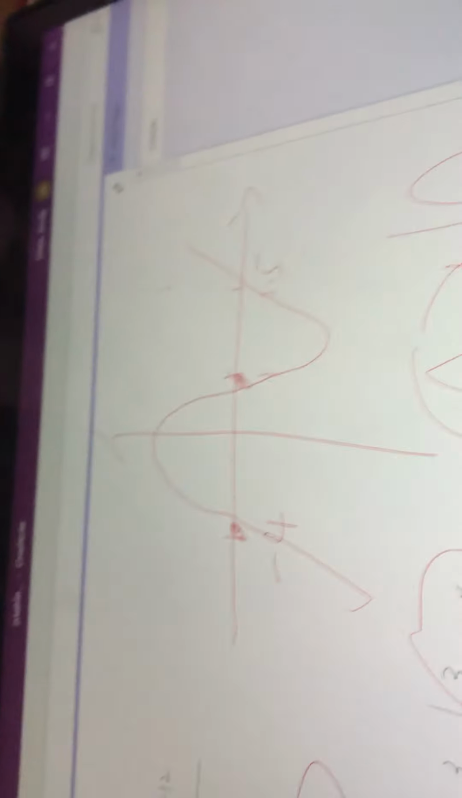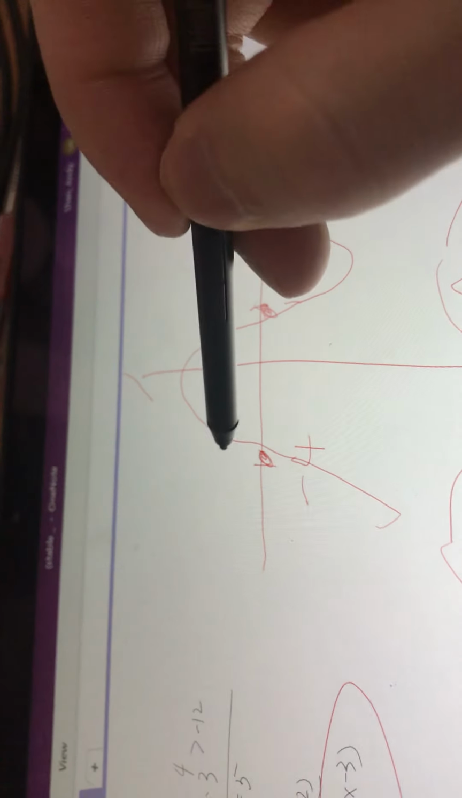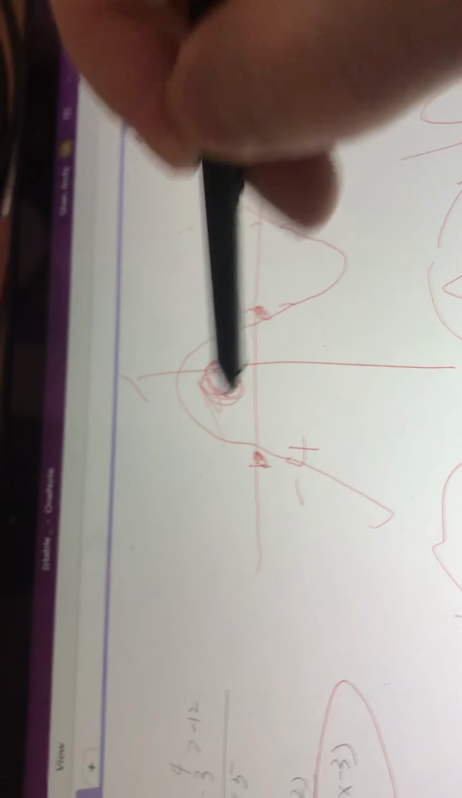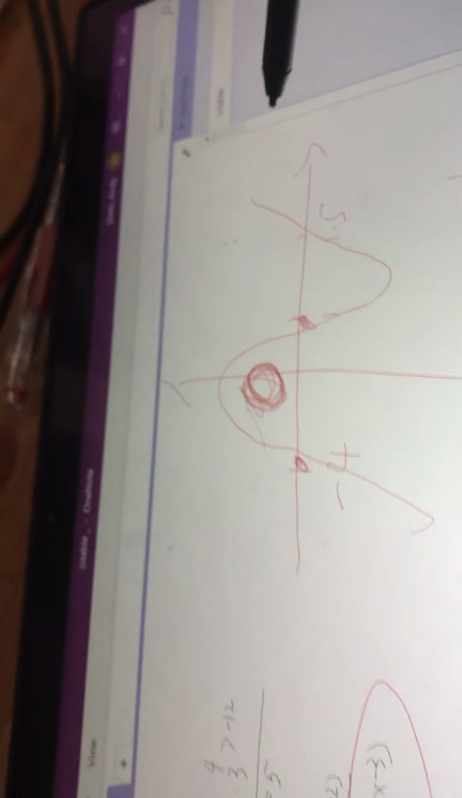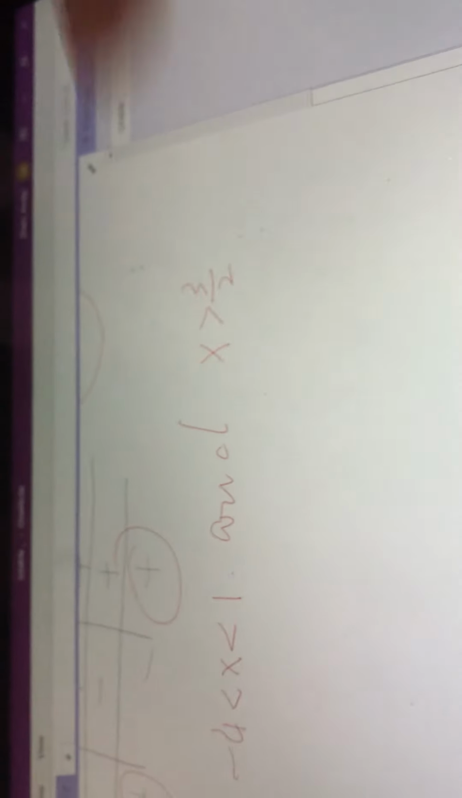So we know when x is bigger than negative 4 and smaller than 1, in this range, y is bigger than 0. And then when x is bigger than 1.5, it is bigger than 0, which gives exactly the same answer as we got here. Okay, so those two methods, you have to understand both of them. Okay, thank you.